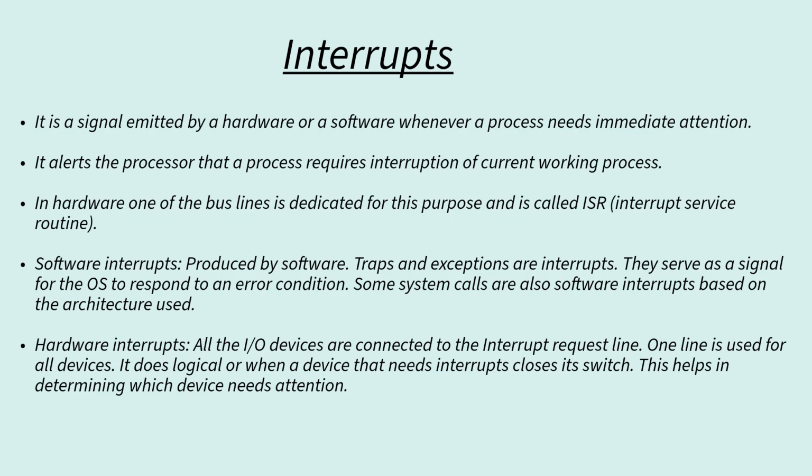Then there are hardware interrupts. For hardware interrupts, you have hardware devices like input devices such as mouse and keyboard. All of these are connected to the interrupt request line. It's one line for all the devices. Whenever a device needs an interrupt, it will close its switch. And using the logical OR operation, you can know which device has interrupted.